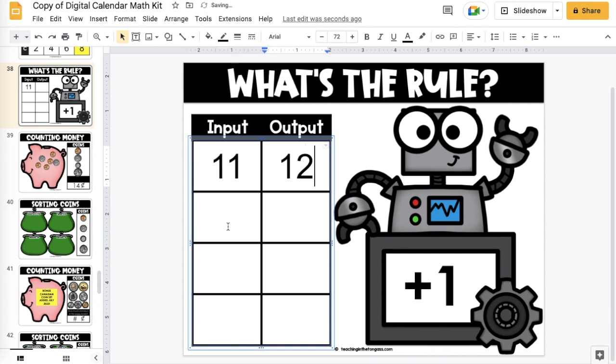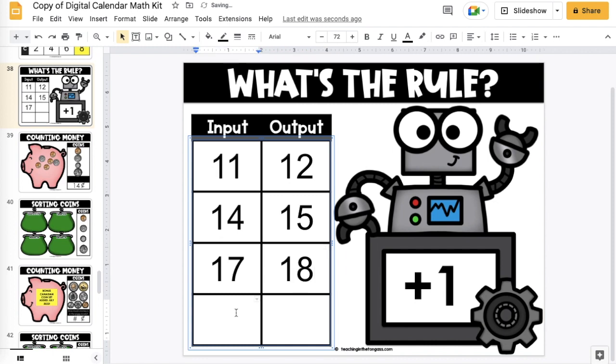the input and output would be if I was changing it by adding 1 each time. So our rule is +1. If I'm putting in 11, I get 12 if I add 1. 14 plus 1 is 15. 17 plus 1 is 18. And this number, let's say 20. So I'll put in 20. If we're adding 1, we're going to end up with 21.